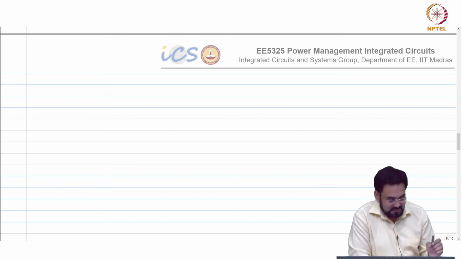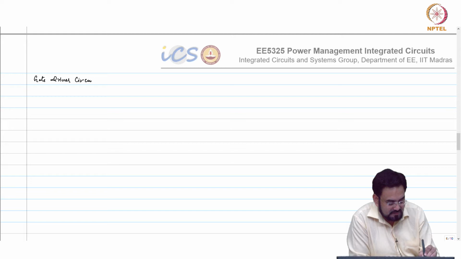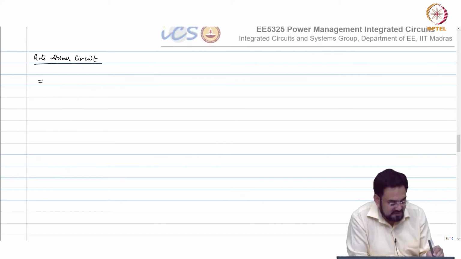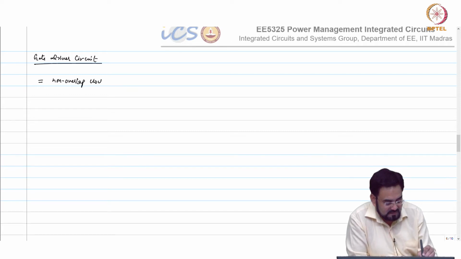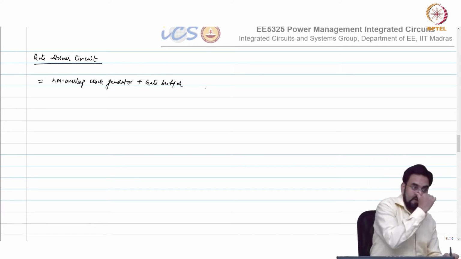Okay, so now let's look at the gate driver. Two things: one is non-overlap clock generator, plus your gate buffer. Okay, why do we need a gate buffer here?